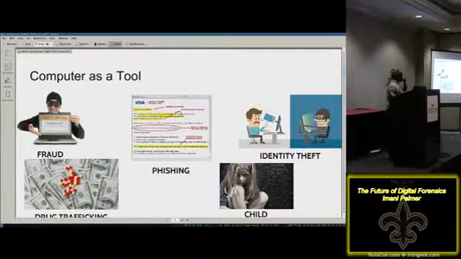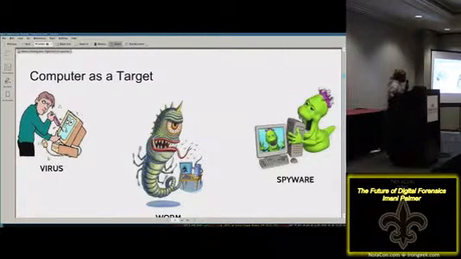You can use digital forensics in very different ways: fraud, phishing attacks, identity theft, child exploitation, and drug trafficking. The computer can also be used as a target. We can find malware, viruses, and spyware.